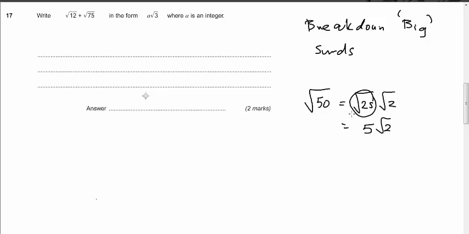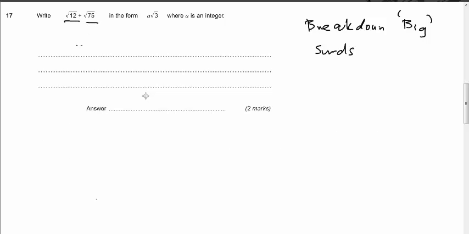So let me get to this. And obviously, if you don't understand your surds, then you need to. I've got videos up there anyway, but this is more just a little refresher for you. So, they're giving you two different surds, root 12 and root 75, and you've got to write it in that form. So you've got to somehow join these things together into one thing.